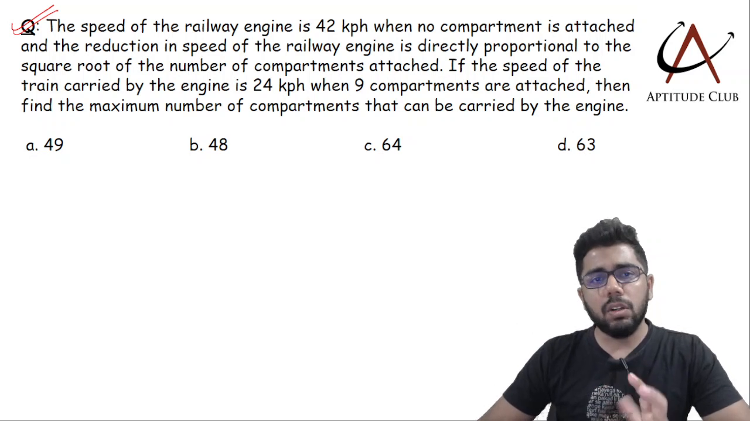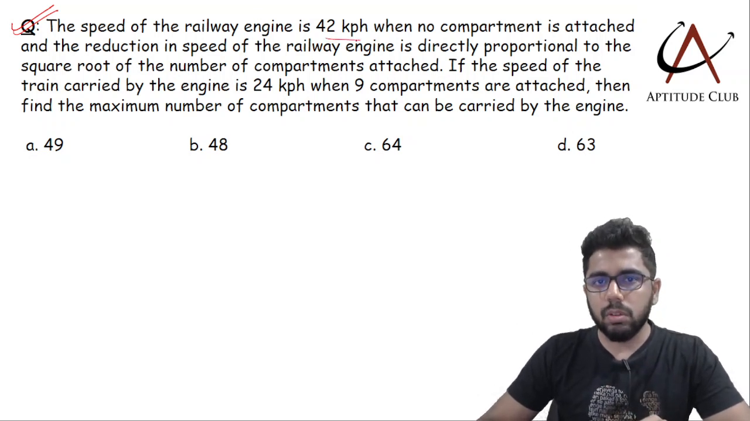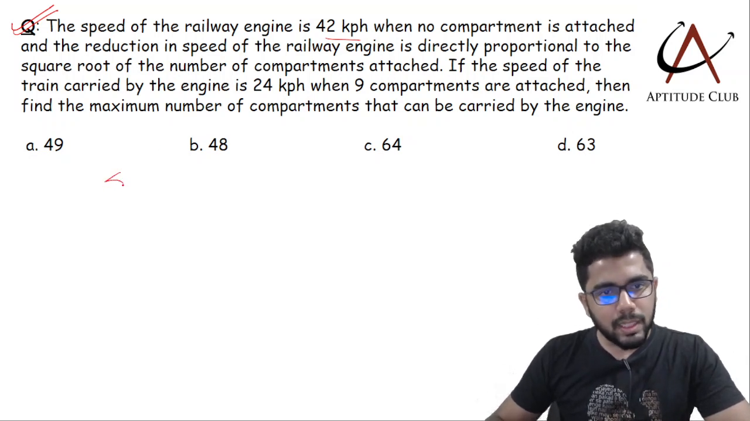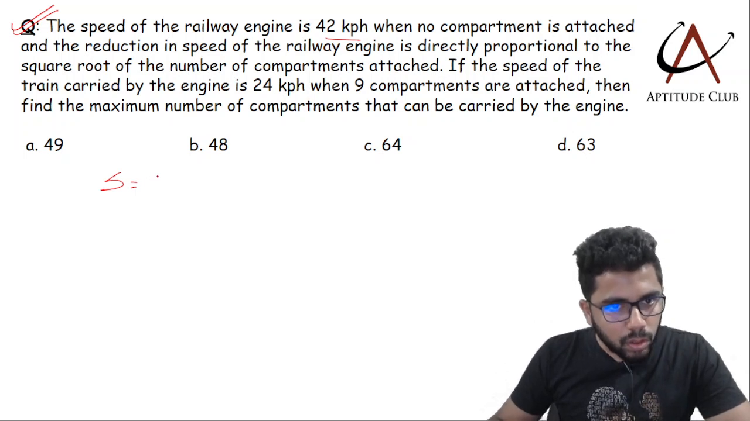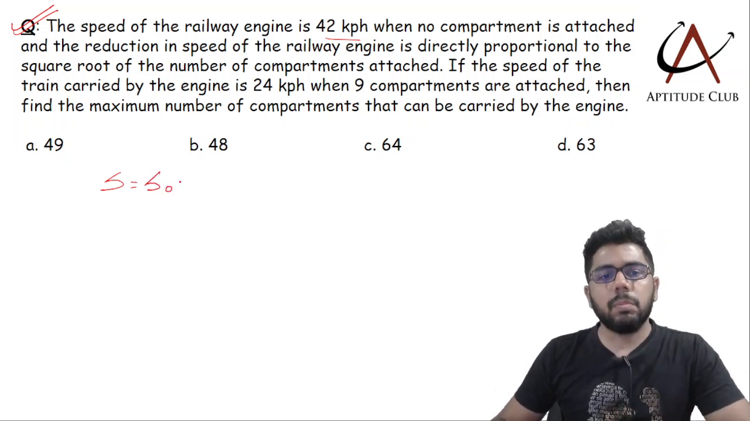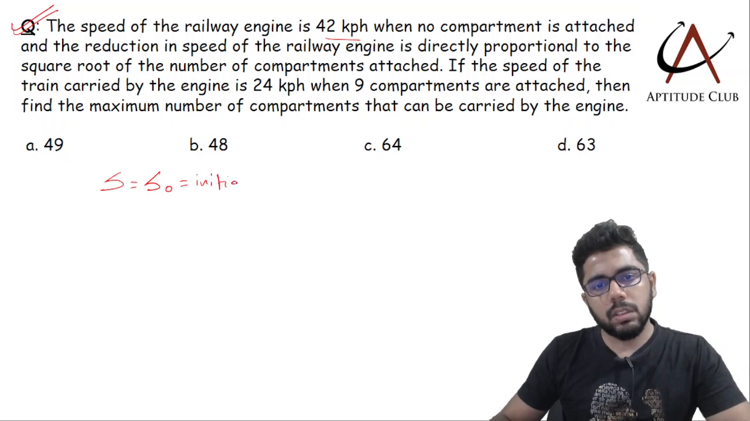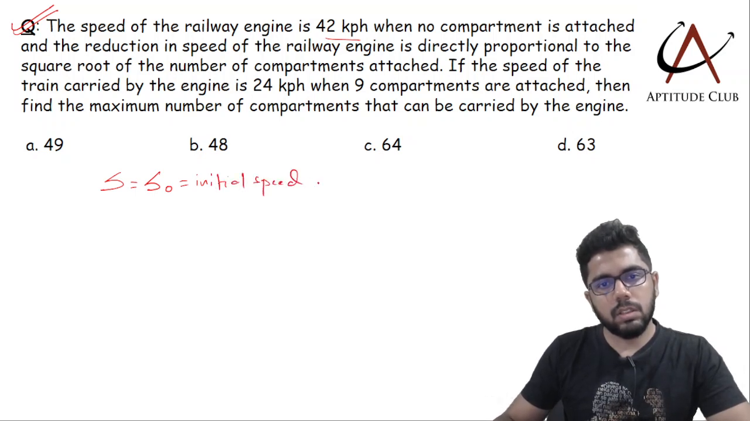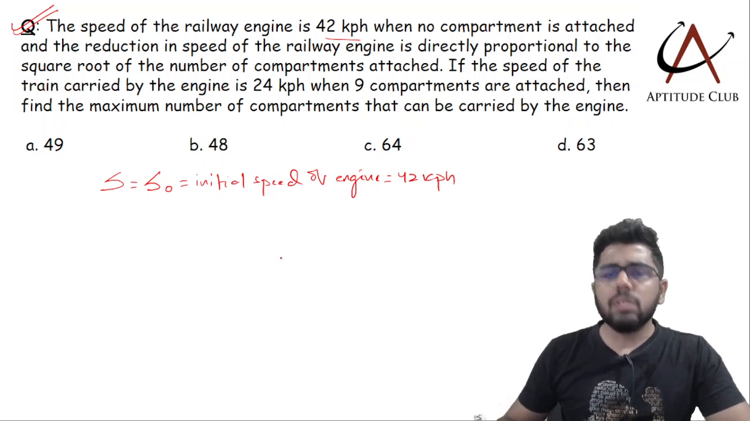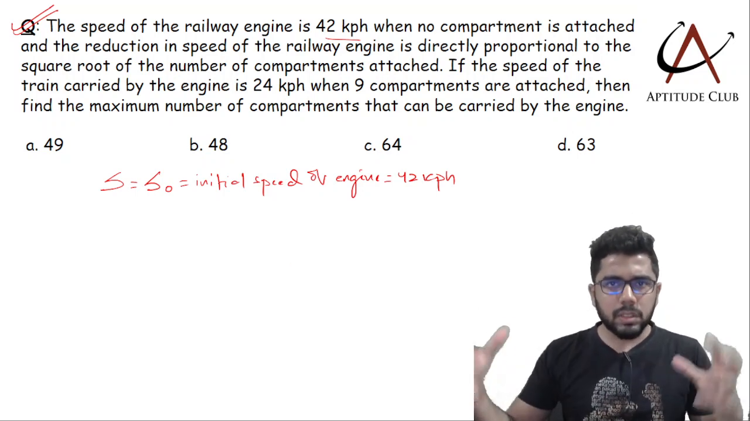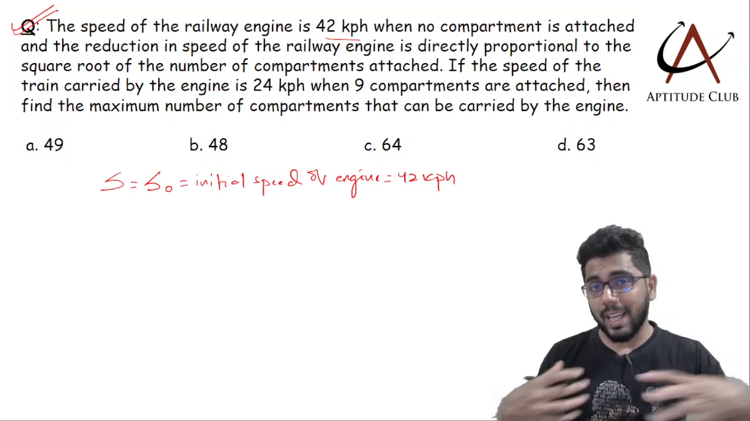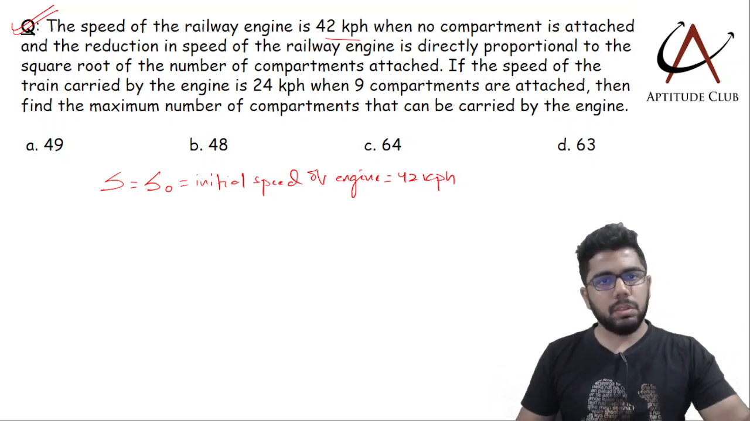It is given that the speed of the railway engine is 42 kilometers per hour when no compartment is attached. So let us say I'll take S, or S is equal to S0, means no compartments are attached, initial speed of the engine, and that is given as 42 kilometers per hour. Now the common sense tells us that once the compartments start getting attached, the engine has to carry more load, and that is why the speed will reduce.